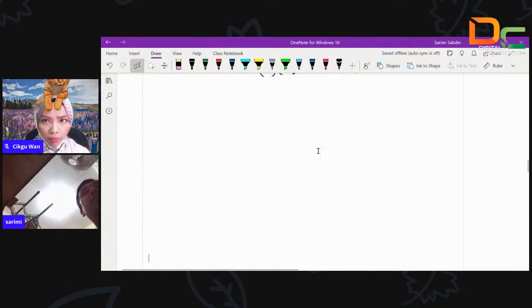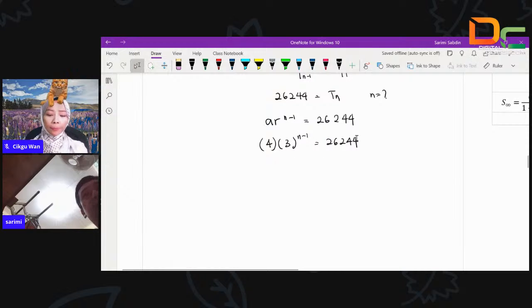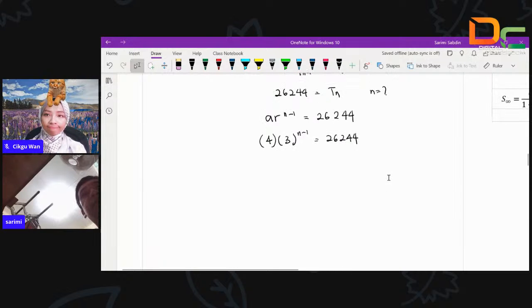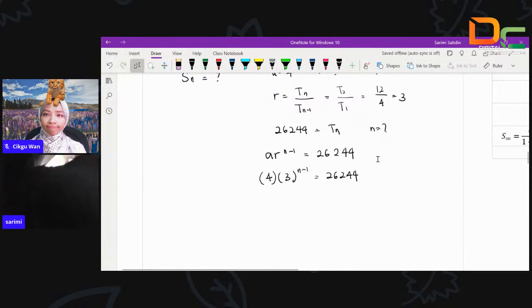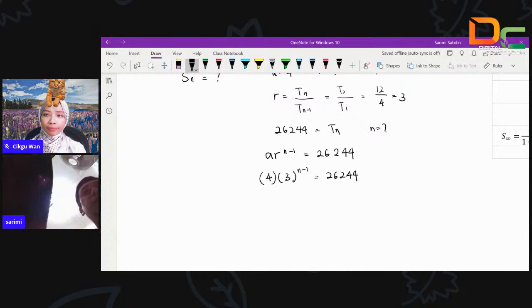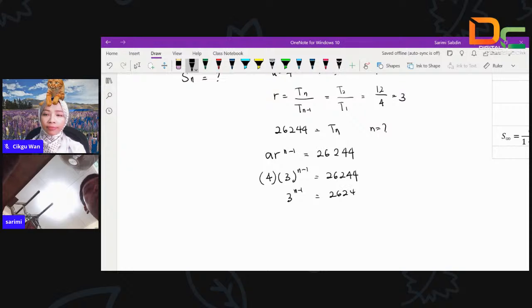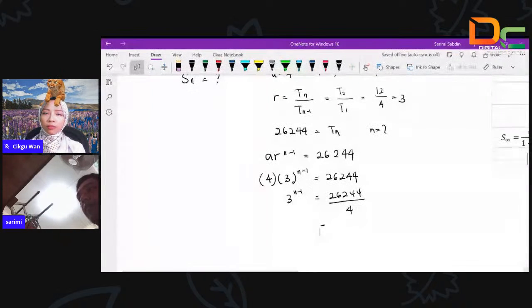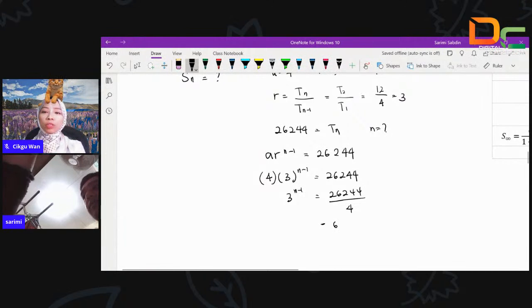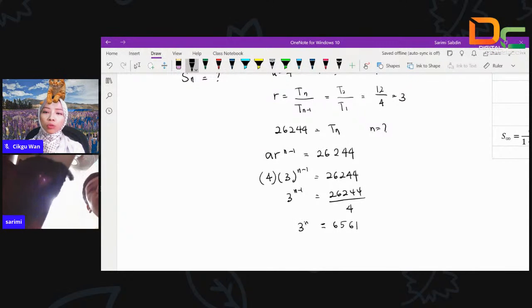Okay, so we need to rearrange this equation so we get the value of n. First we can bring 4 to the right hand side, so we divide both sides by 4. So we get 3 to the power of n minus 1 is equal to 26244 divided by 4. This is equal to 6561.